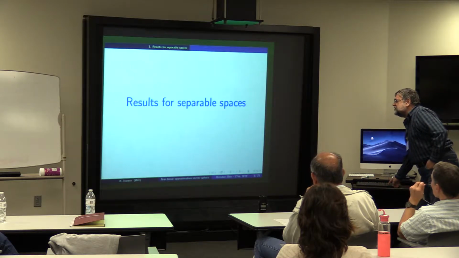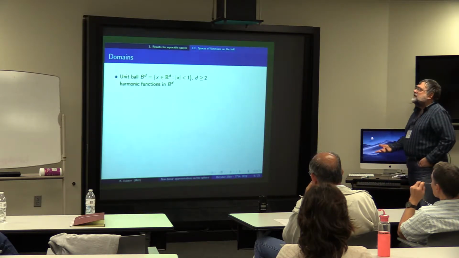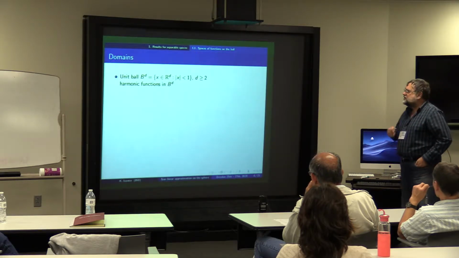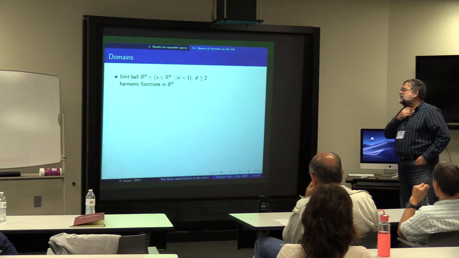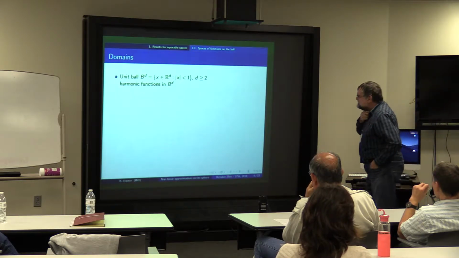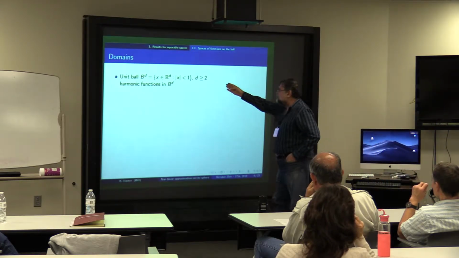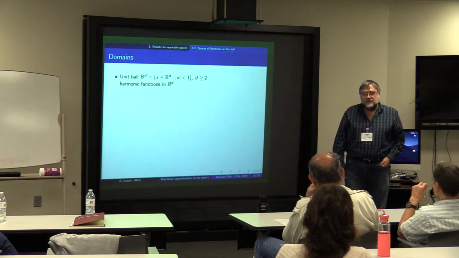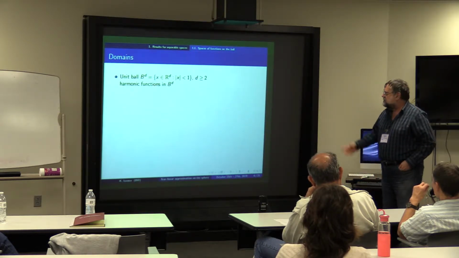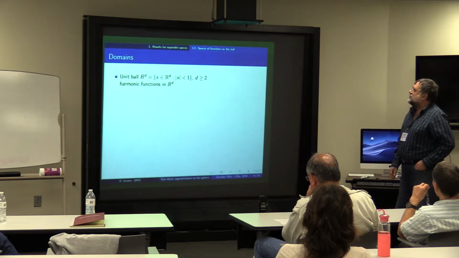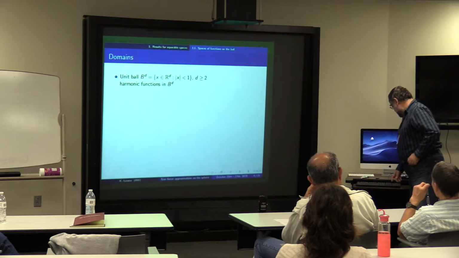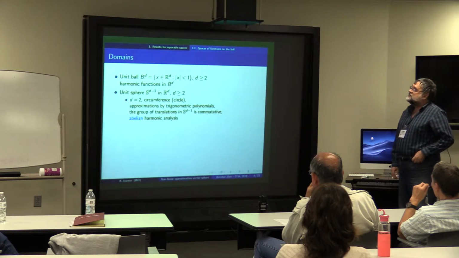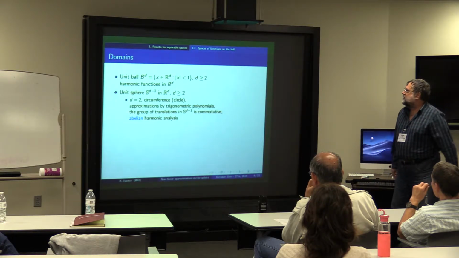First, results for separable spaces. What about the domain? From one side, I'm going to consider the unit ball B^d in the space R^d for dimensions bigger or equal to 2. In this ball, we have harmonic functions which are going to approximate, and they exist very well in the domain B^d. Next, going to the sphere, which is the boundary.